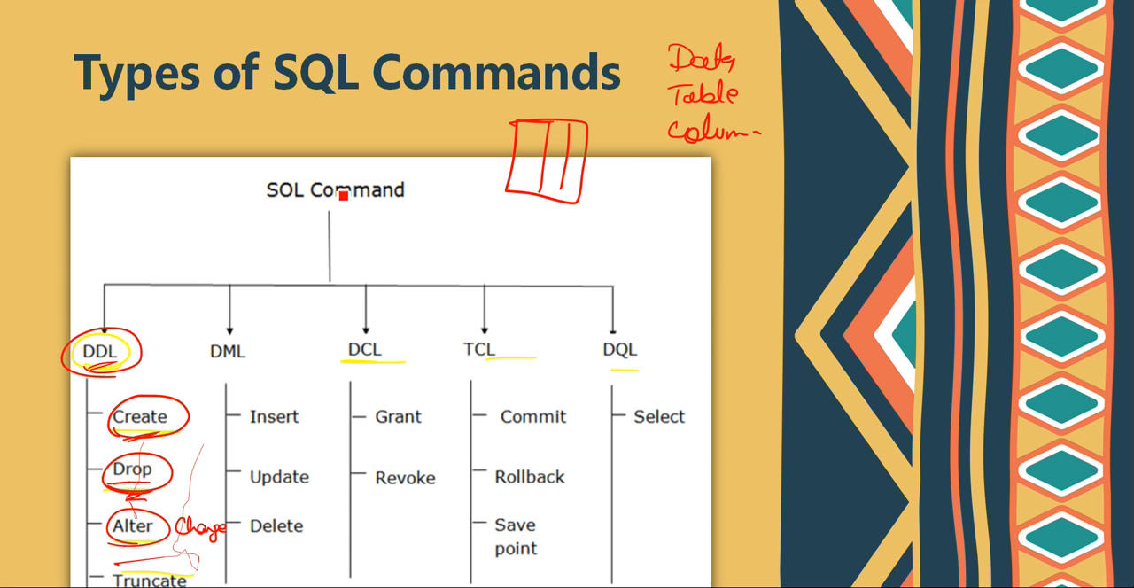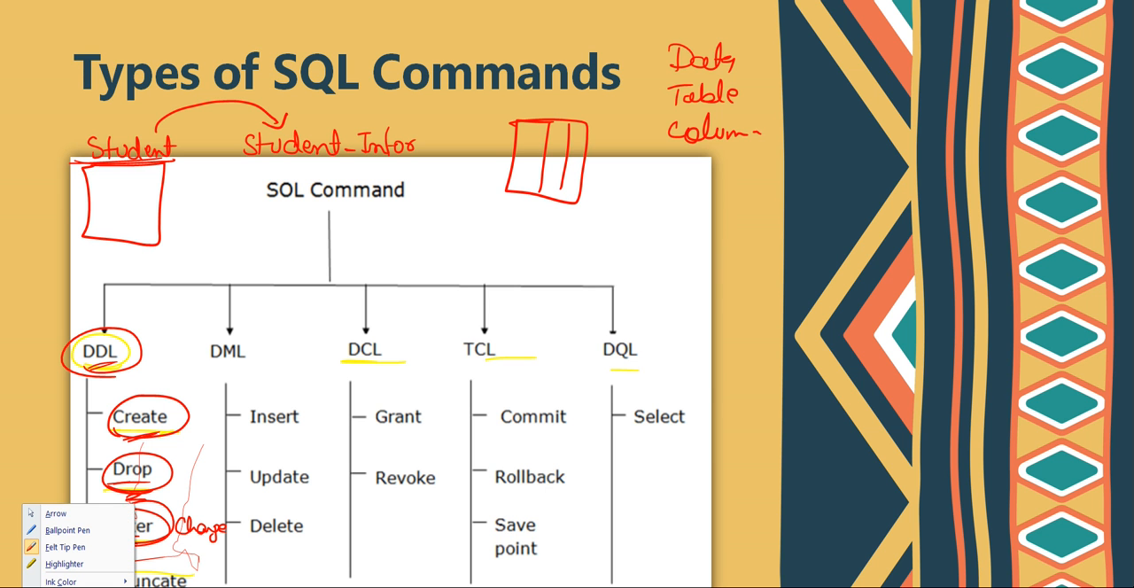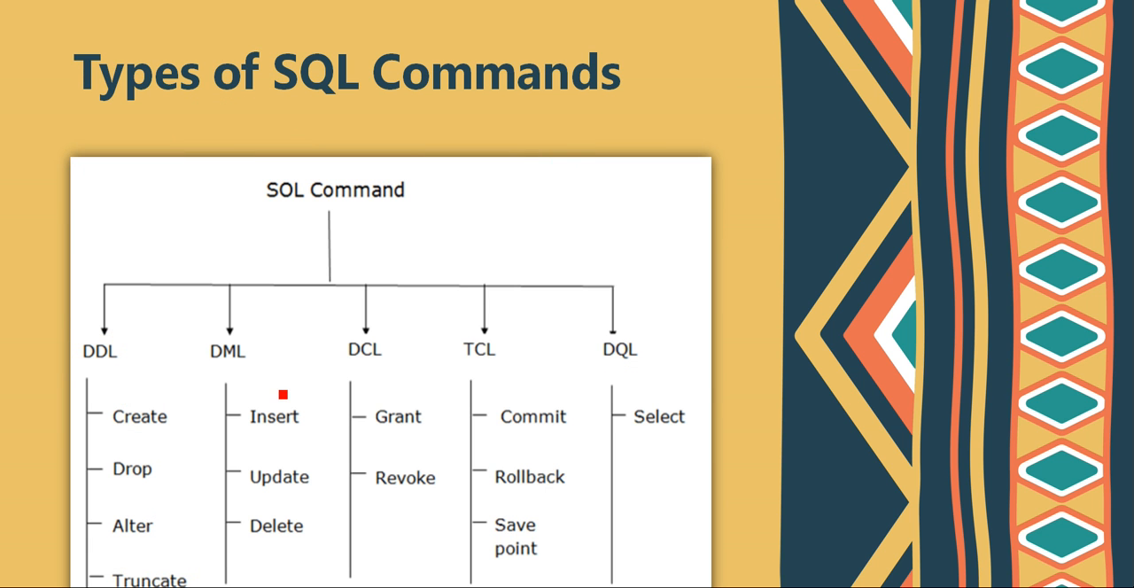Let's say I have created a table called student, and I don't want the table name to be student. I want the table name to be student_information. So I can change the name from student to student_information by using the alter command. We are going to see all of them one by one. So let's start with the create command.